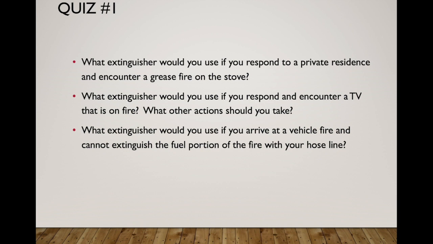It's important to note that if we used water in this situation, whether it would be a water can or some water from a nearby sink, we would actually cause this fire to grow exponentially bigger, possibly causing injury to ourselves and others, as well as a larger fire loss.